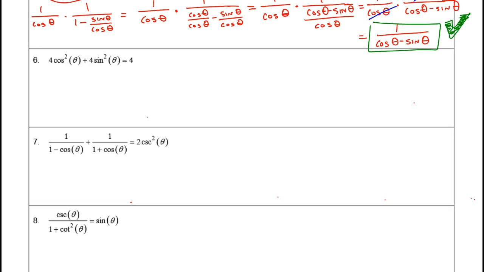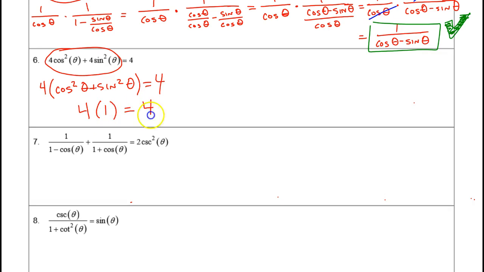4 cosine squared theta plus 4 sine squared theta equals 4. Well, this one's a can of corn. This is pretty easy, folks. I'm going to factor out, which side is more complicated? Clearly this side is. Okay, so let's start by factoring out a 4. And cosine squared plus sine squared equals 1. So I have 4 times 1 equals 4. It sure does. Identity verified.